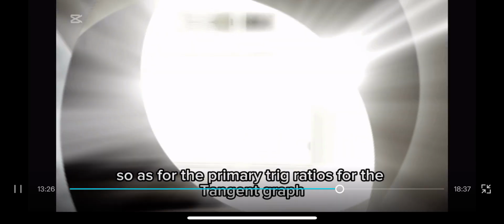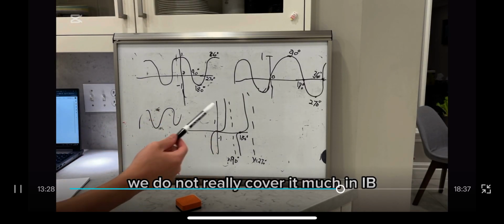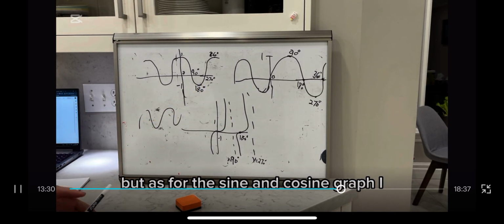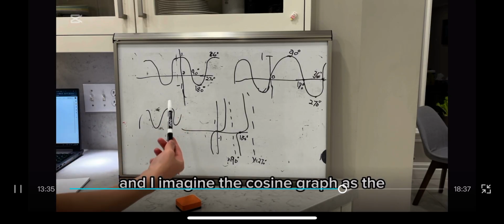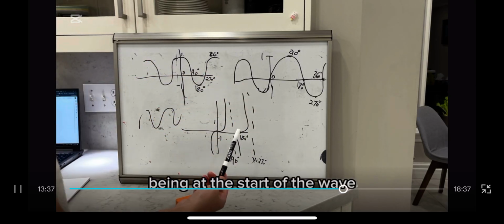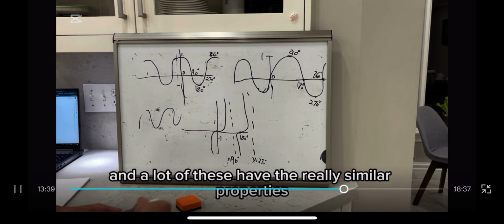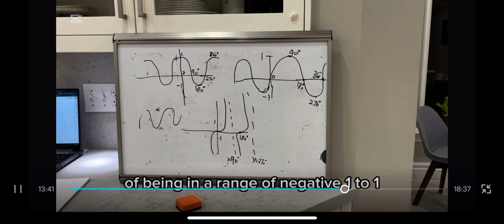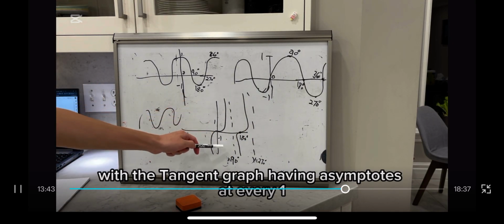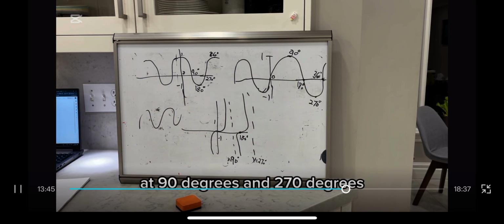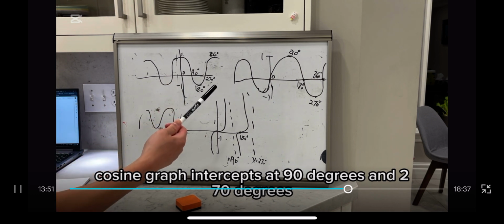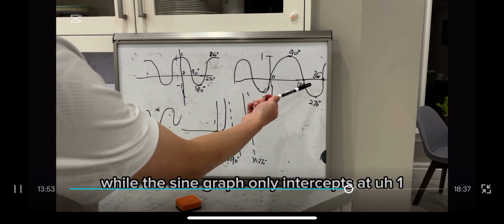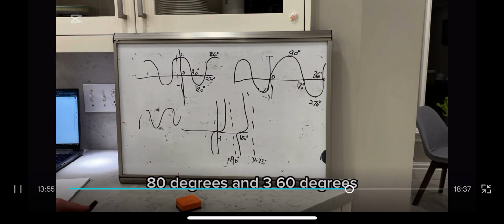So as for the primary trig ratios, for the tan graph, we do not really cover it much in IB. But as for the sine and cosine graph, I sort of imagine it as like a wave, and I imagine the cosine graph as being in the middle of the wave, and the sine graph being at the start of the wave. A lot of these have really similar properties of being in a range of -1 to 1, with the tan graph having asymptotes at 90 degrees and 270 degrees. And the cosine graph intercepts at 90 degrees and 270 degrees, while the sine graph only intercepts at 180 degrees and 360 degrees.